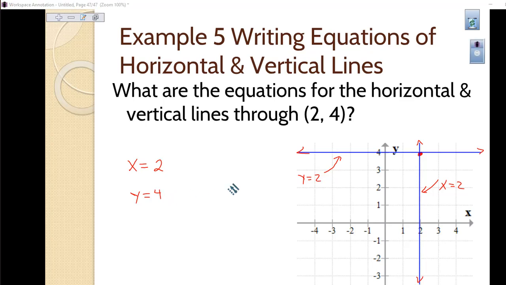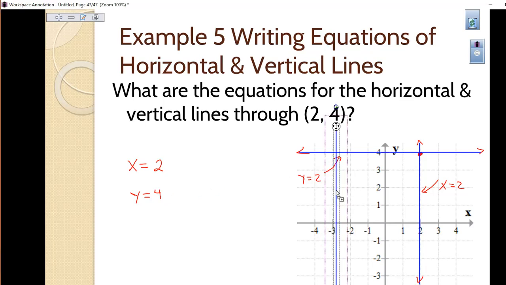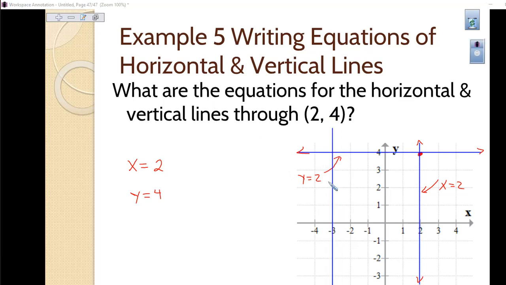So if I drew another line here and I said, what is the equation of this line? Assuming I moved it over correct. Okay, this line right here, we would say this is crossing the x-axis, so it would be x equals. It crosses at -3, so our line would be x equals -3.